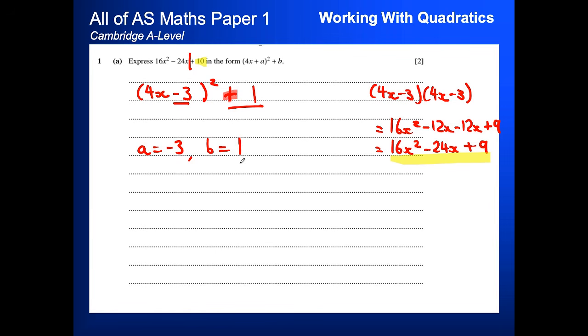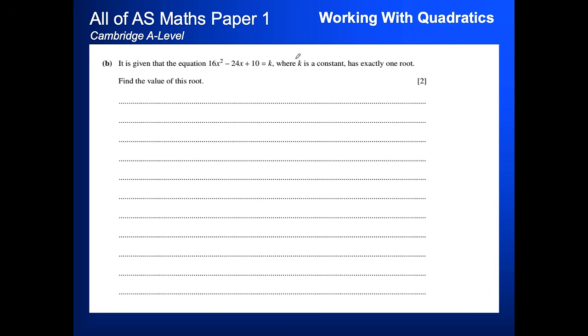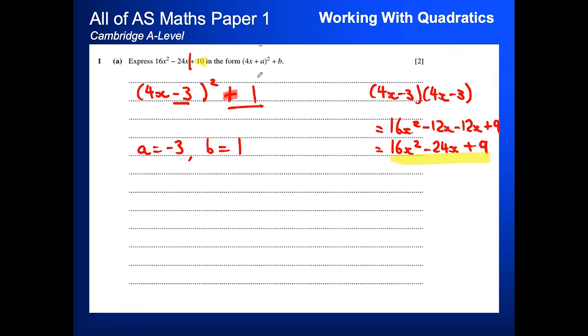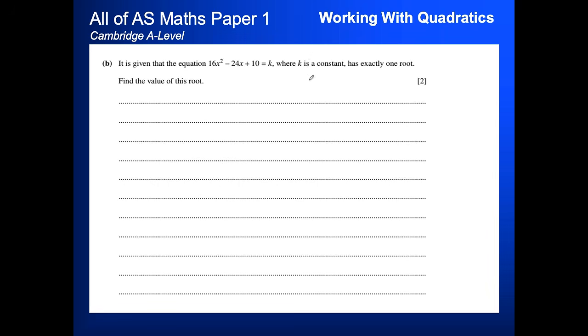And typical for these kind of questions, we're going to need that knowledge for the next part of the question. So it is given that the equation 16x squared minus 24x plus 10, so what we had before, is equal to k, where k is a constant, has exactly 1 root, which we'll come back to in a moment, and we need to find the value of that root.